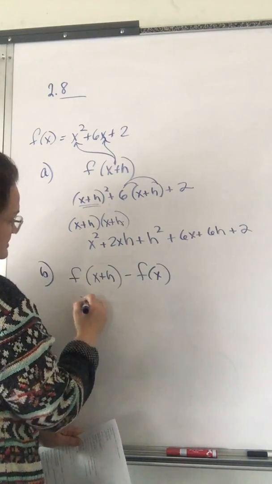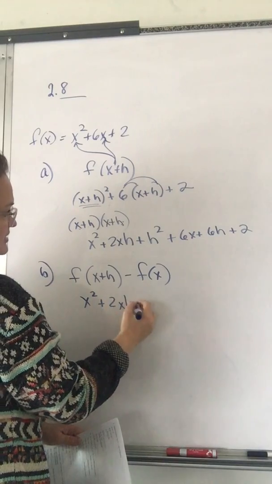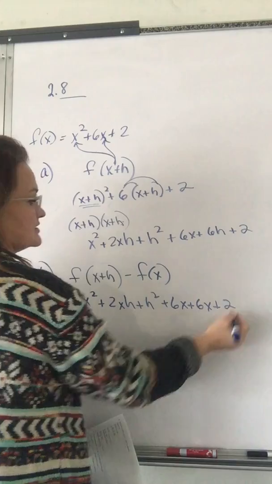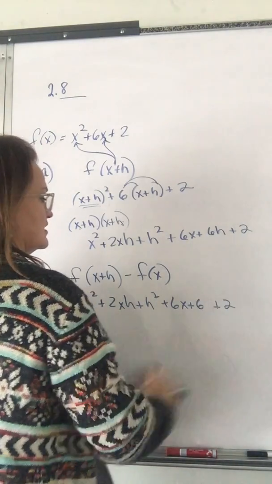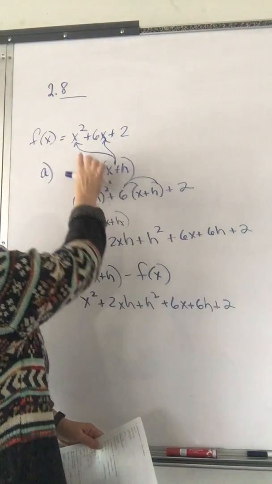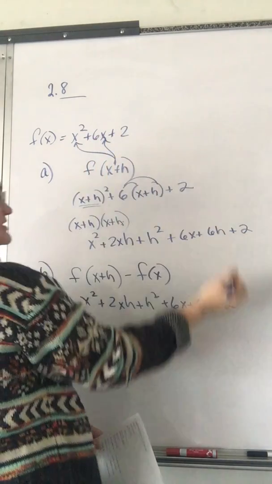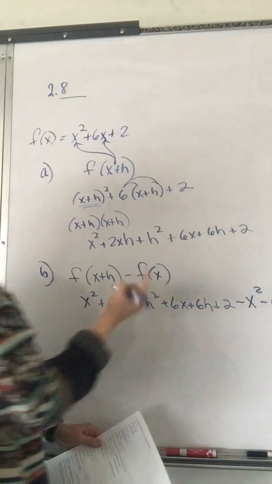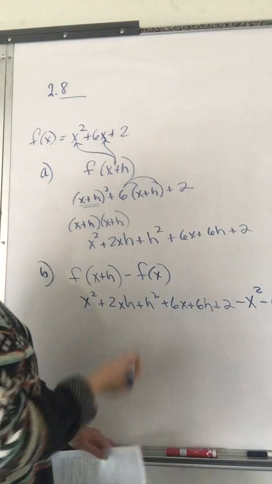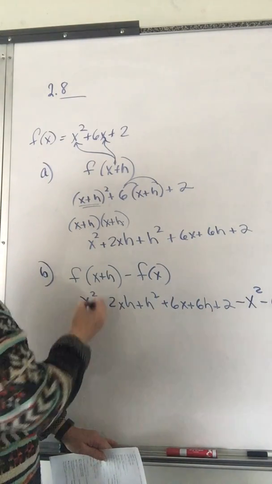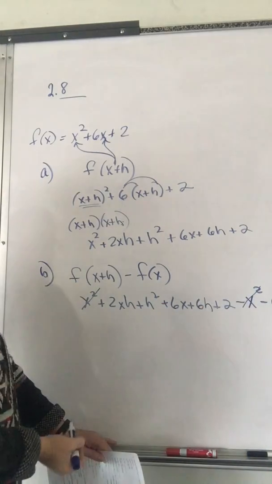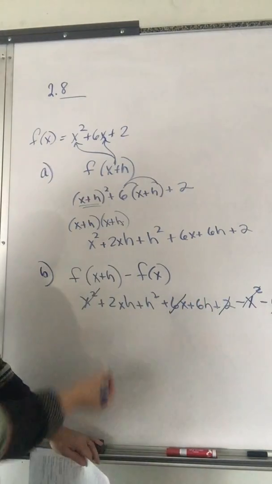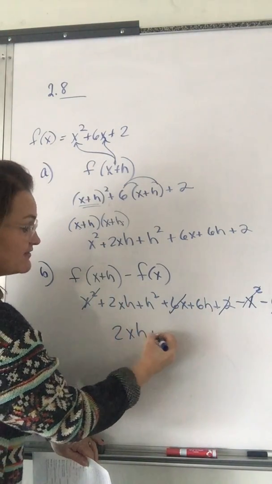So we take all of this stuff we just did, our answer for A part, then we subtract f of x. When we subtract f of x, it'll change all these signs. So to save time, I'll just change all those signs to their opposite because the subtraction distributes. Then on this step, some things should cancel out. Notice the x squareds cancel, the 6x's cancel, and the 2's cancel. And so all you're left with is terms that have h's in them.